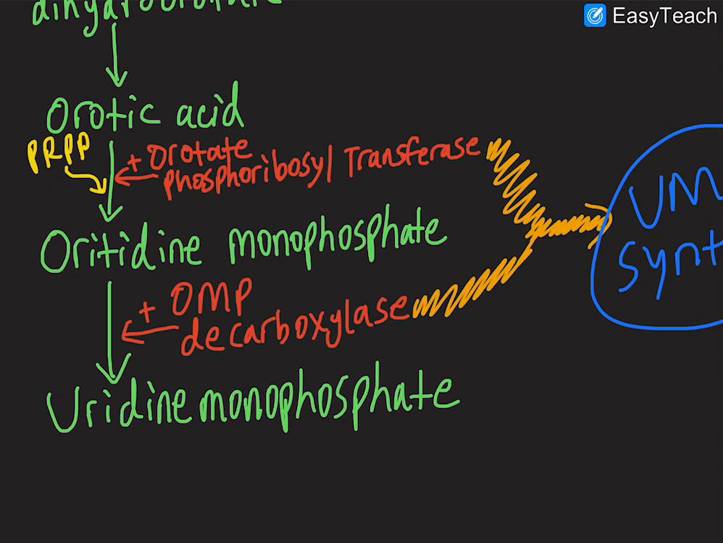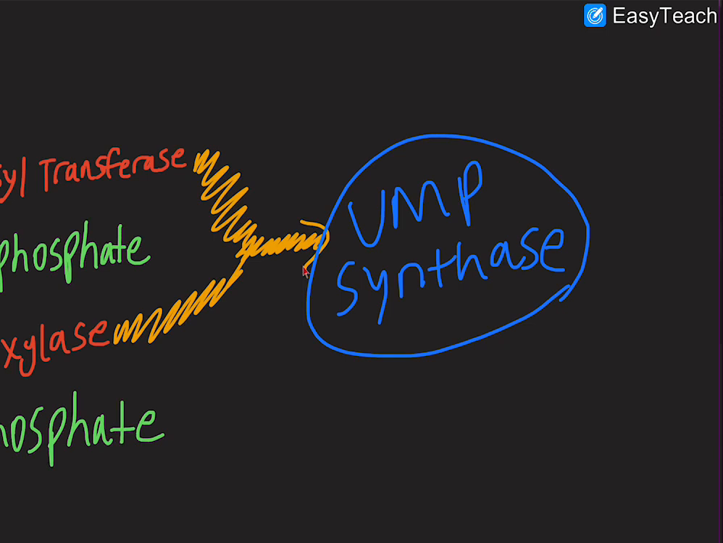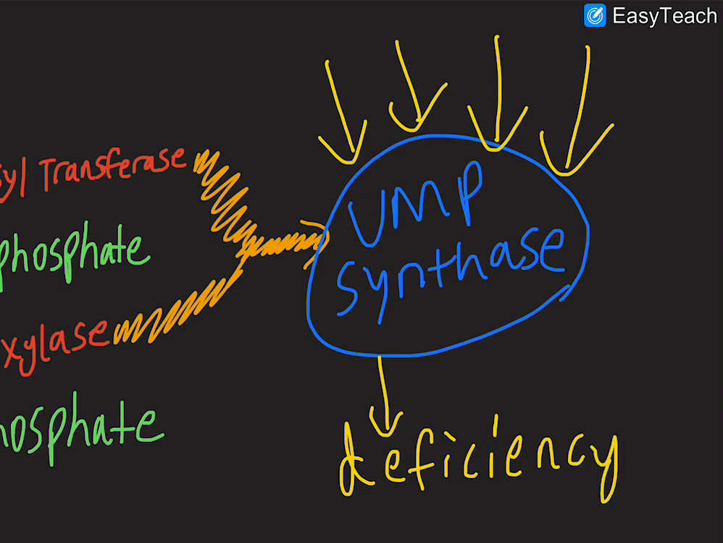And then we said one important thing to keep in mind is that orotate phosphoribosyl transferase and OMP decarboxylase, both of these enzymes make up the UMP synthase enzyme. Okay, so in orotic aciduria, what happens is you have a deficiency in this enzyme, where you have a defect in a gene that codes for this enzyme. So you have a deficiency in this enzyme in orotic aciduria. And now let's go talk more about what happens in this disease.